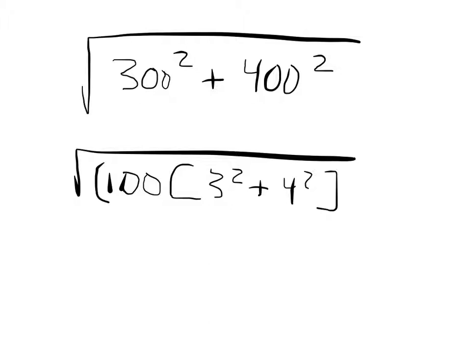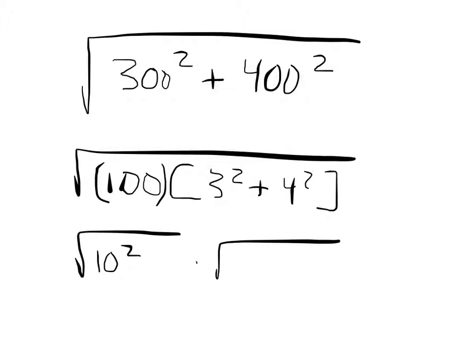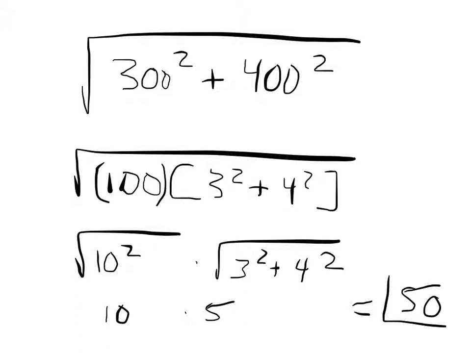And now, indeed, I'm in factored form. I have 100 times 3 squared plus 4 squared, which means then that I can rewrite this as the square root of 10 squared times the square root of 3 squared plus 4 squared. Square root of 10 squared is 10. Square root of 3 squared plus 4 squared we just did was 5, and I get an answer of 50.